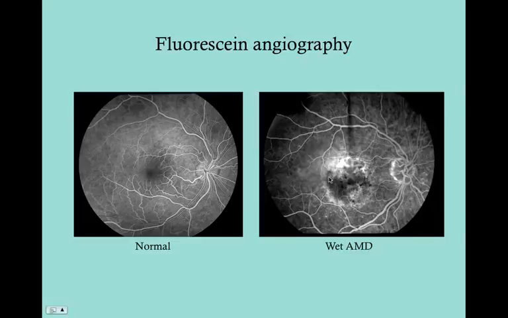As opposed to in wet AMD, if you do this angiogram, you'll see areas of bleeding, and that's these bright spots here around the macula. Because remember, wet AMD, what is it? It's abnormal vascularization, angiogenesis in the macular area.